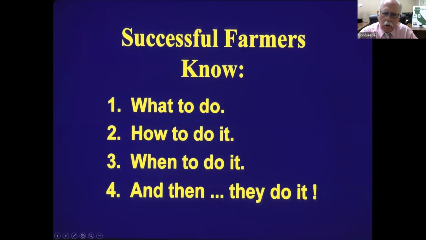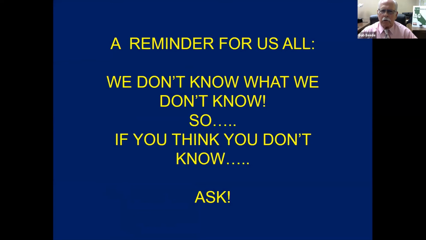Successful farmers know what to do, how to do it, when to do it, and then they do it. I saw this little comment tacked up on the wall of Sid Kite's office back when I started as a farm advisor in 1978, and it has remained with me as a very critical component of successful agriculture. And the components are not to be overlooked, especially when you're developing a new orchard.